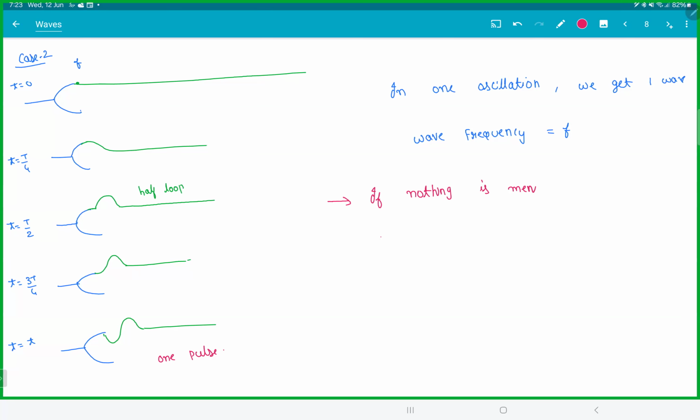Don't get confused if nothing is mentioned. Mostly if they ask, it will be a theoretical question, or they specifically use the words: the tuning fork is placed vertically and the string is connected. If nothing is mentioned, then assume case 2. Because generally, why would you want to confuse yourself by making 2f frequency? If you're taking a tuning fork of frequency 400, it is understood you wanted a wave of 400. If you wanted 800, then choose an 800. Why would you want to do stunts? So simple.